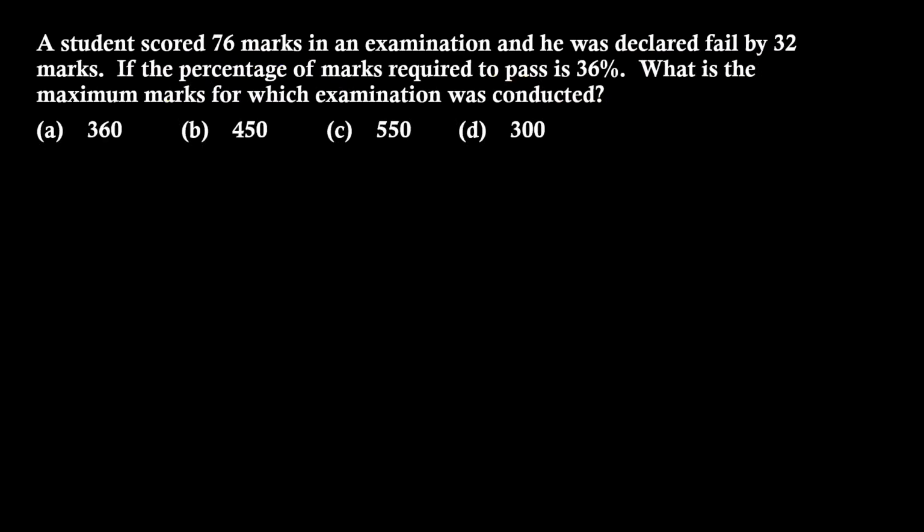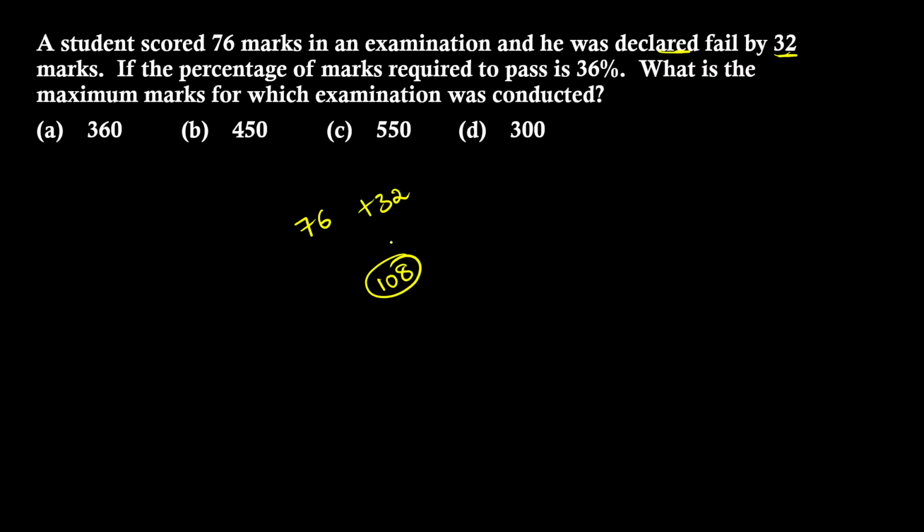Try solving this question. Let us solve this question: a student scored 76 marks in an examination and he was declared fail by 32 marks. A student got 76 marks and he is declared fail by 32 marks. So if he gets 32 more marks, he would have passed the exam. So 76 plus 32, can I consider the pass marks as 108?